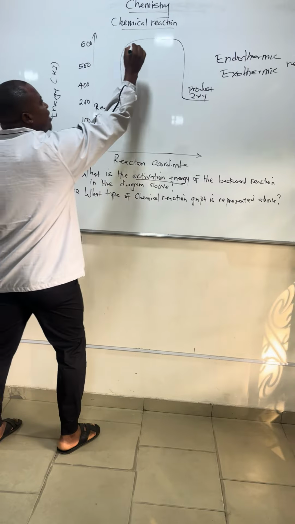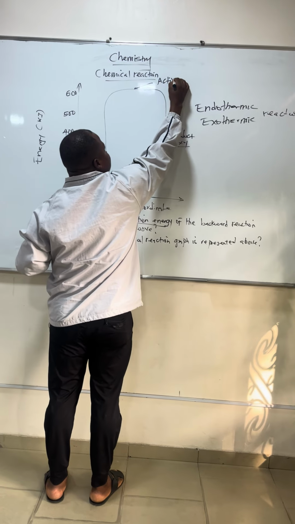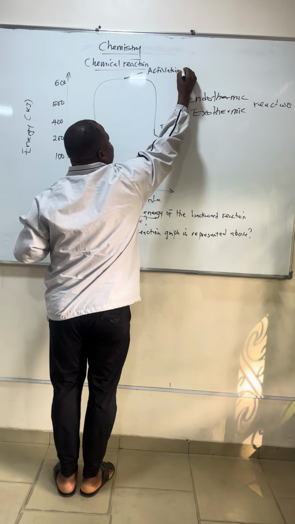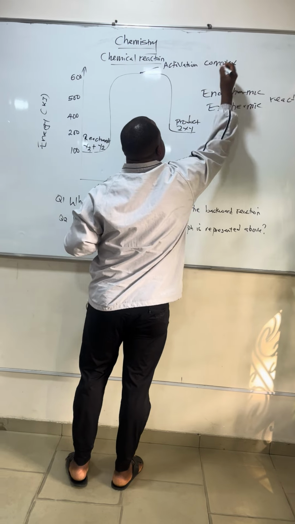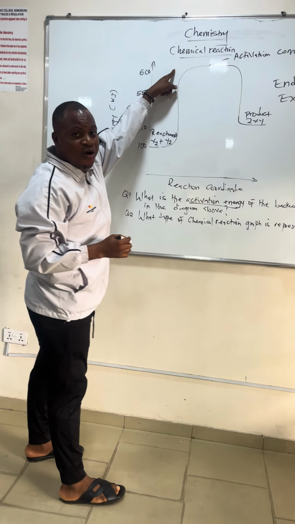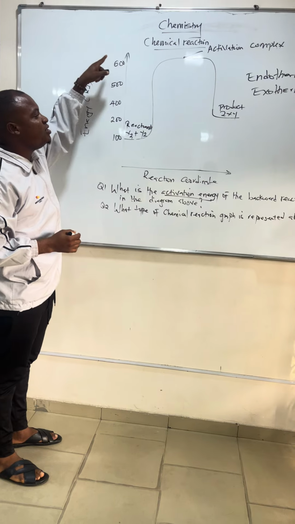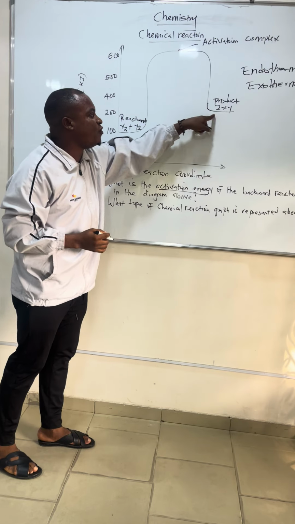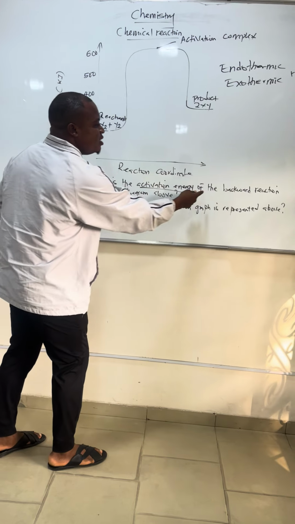Now, the highest point here in this graph is called the activation complex. That is the highest point. That is the point at which the reaction occurs, the highest point in which the reaction occurs for the product to be formed from the reactant. Now, the question is talking about the backward reaction.